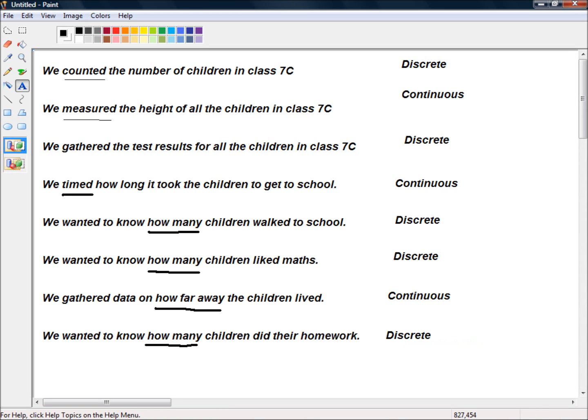Okay, I hope that was helpful. I hope it's clarified the distinction between discrete and continuous data.